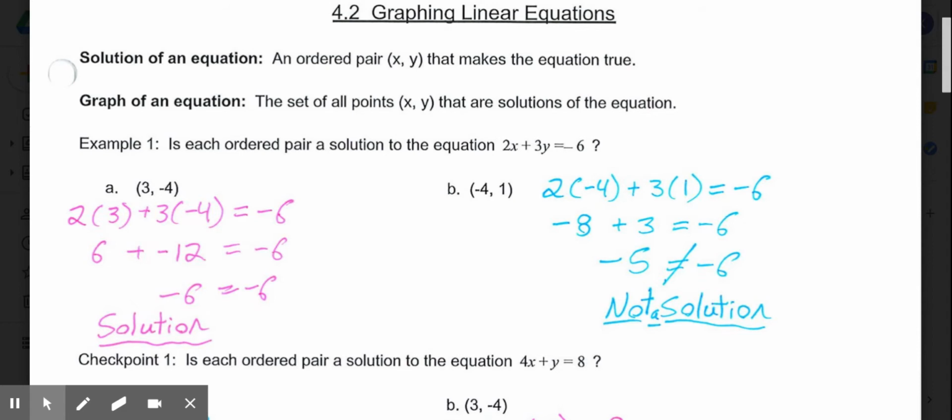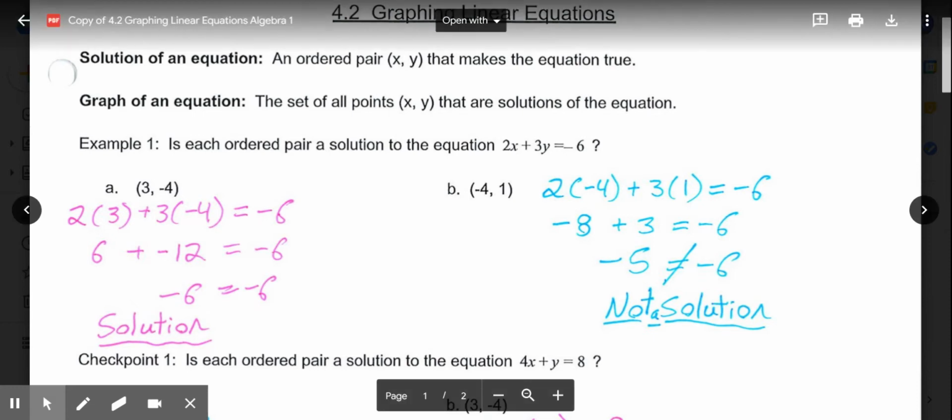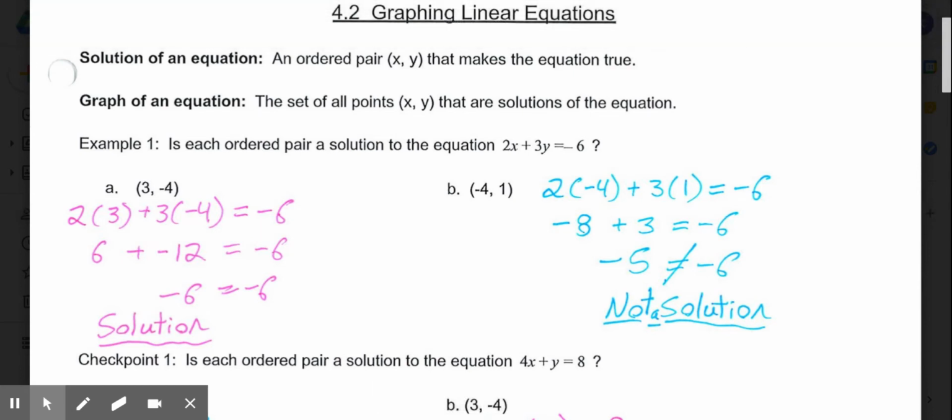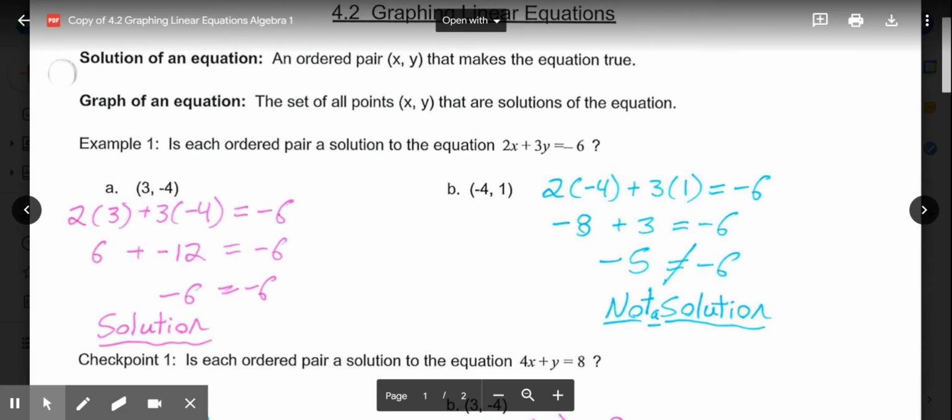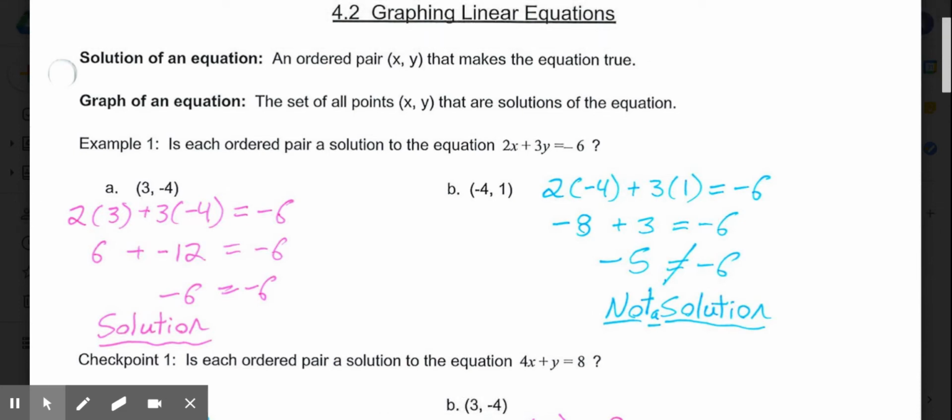For B, we have -4, 1. So substitute the -4 in for x and the 1 in for y. So we end up with 2 times -4 plus 3 times 1, and we're seeing if that equals -6. So on the left, -8 plus 3, which is a -5. -5 does not equal -6, so that tells us the ordered pair, -4 comma 1, is not a solution to that equation, meaning that point would not be on the graph of the line.